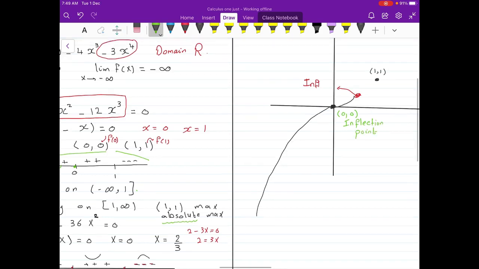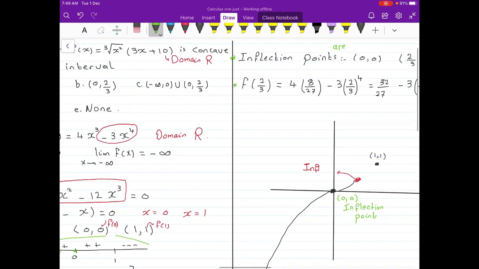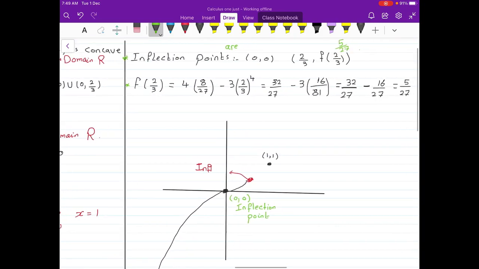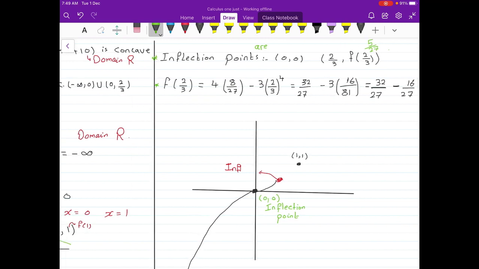And we have another inflection point. Which is it? It is the point (2/3, 5/27). So we have this point, (2/3, 5/27). This is also an inflection point.